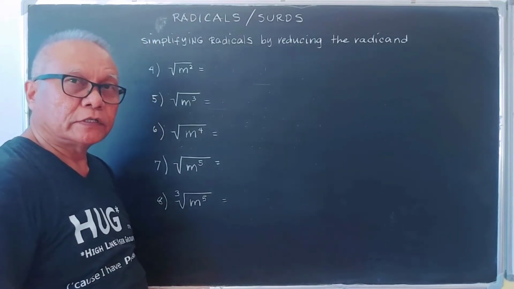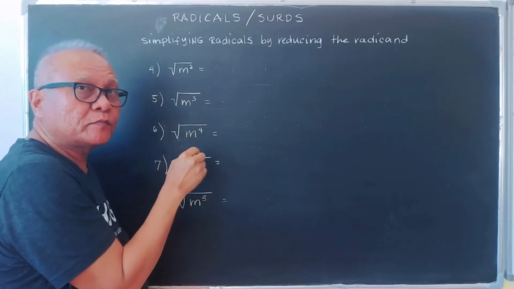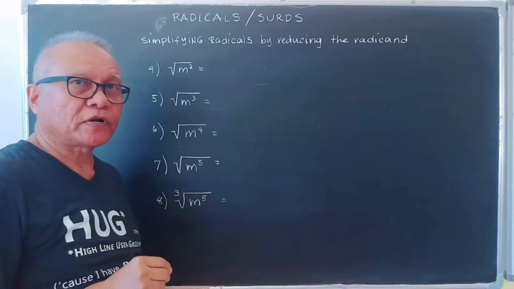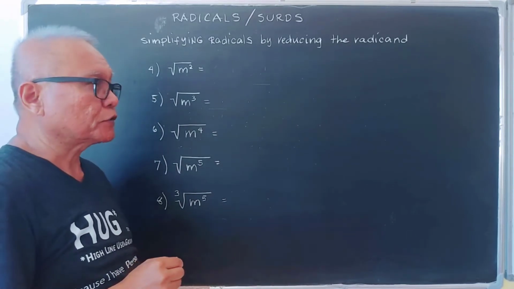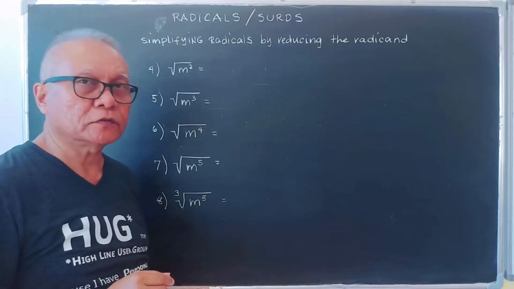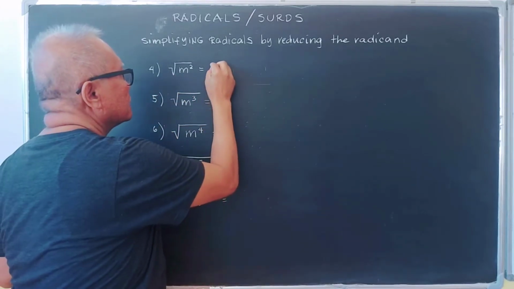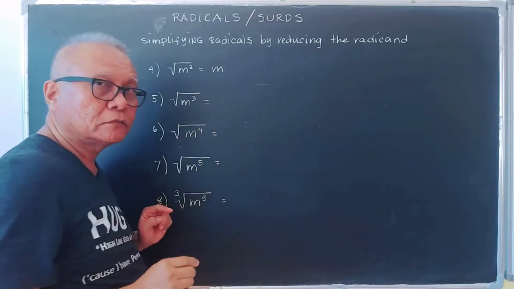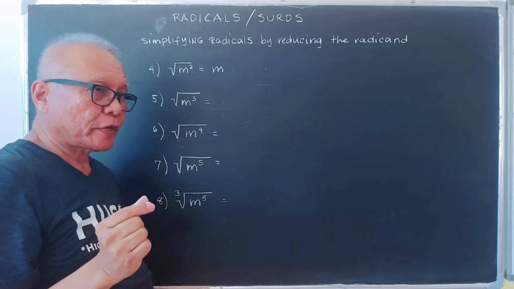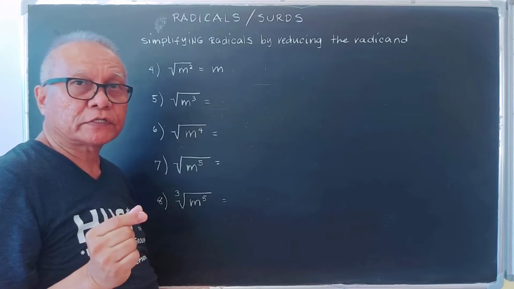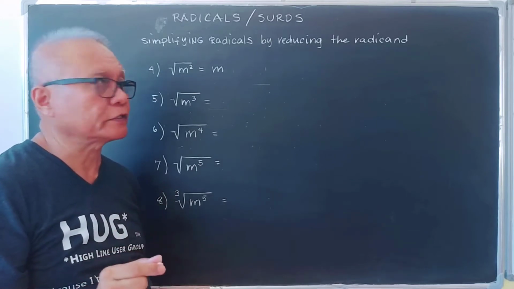Okay, number 4, let's have letters. So this one is the square root of m squared. So perfect square, exponents of 2, 4, 6, 8. The square root of m squared is m. Why m? Because m times m is m squared. The square root of m to the fourth is m squared. M squared times m squared, we have the exponent m to the fourth.